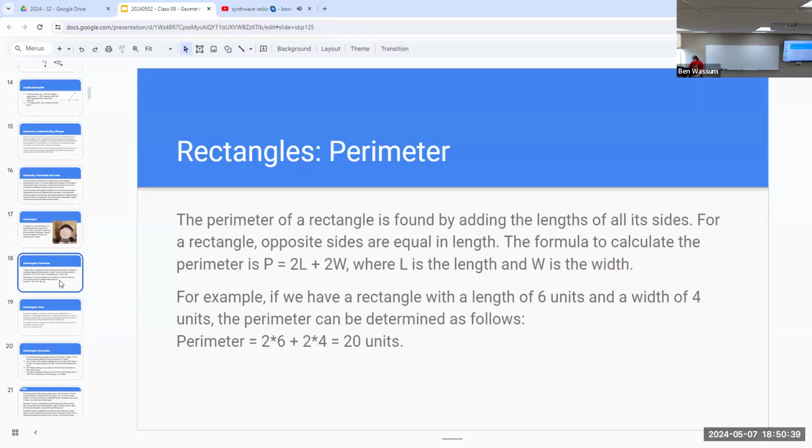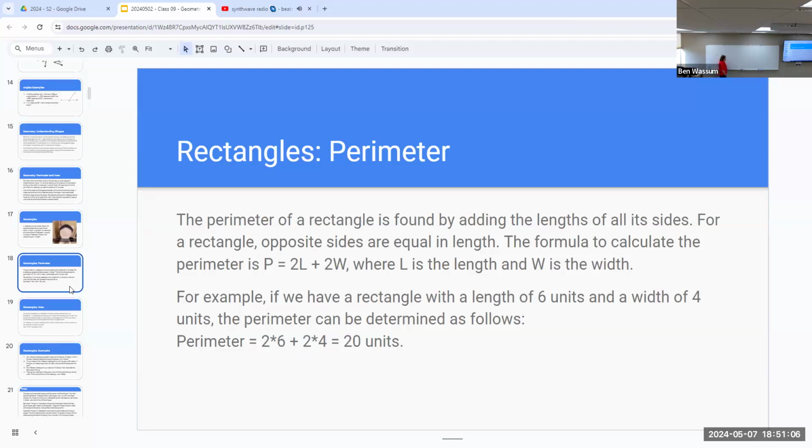So perimeter of a rectangle, given by this silly little formula, actually does come in handy pretty regularly. The perimeter of a rectangle is found by adding the lengths of all of its sides. In a rectangle, opposite sides are equal in length. So the formula to calculate the perimeter is P equals 2L plus 2W. So twice the length and twice the width.